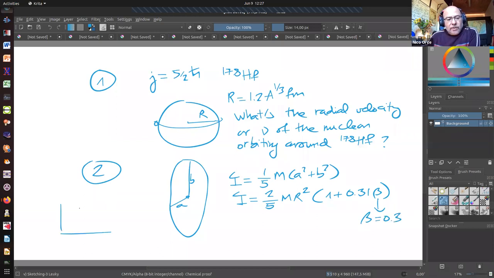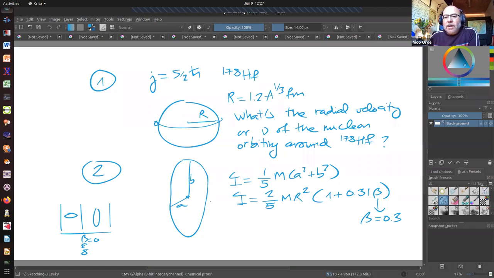Beta is your deformation in the Nilsson model. So beta or epsilon, as I said on delta here, at the beginning is spherical, and then you change to positive, basically prolate, and oblate, right? So beta is positive 0.3. So we have a prolate shape. This is the moment of inertia.